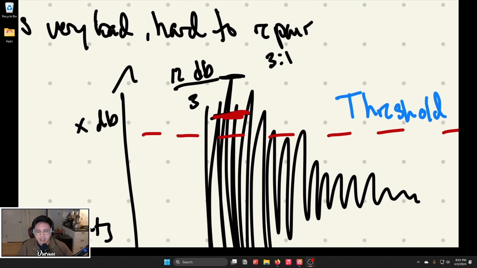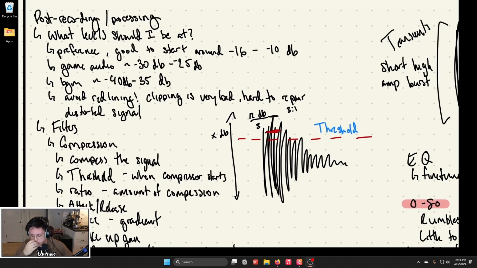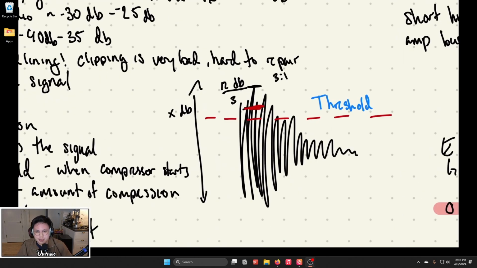That's the easiest way to explain what the ratio of a compressor does. And that's pretty much it. It just compresses the really tall signals, and it helps to really improve the dynamic range of your audio.